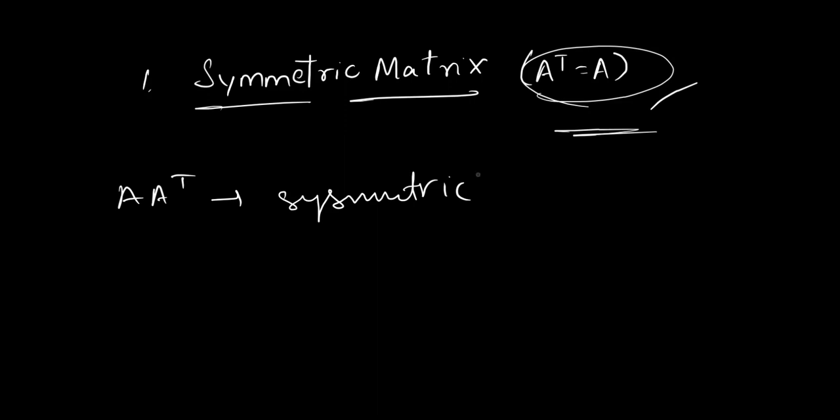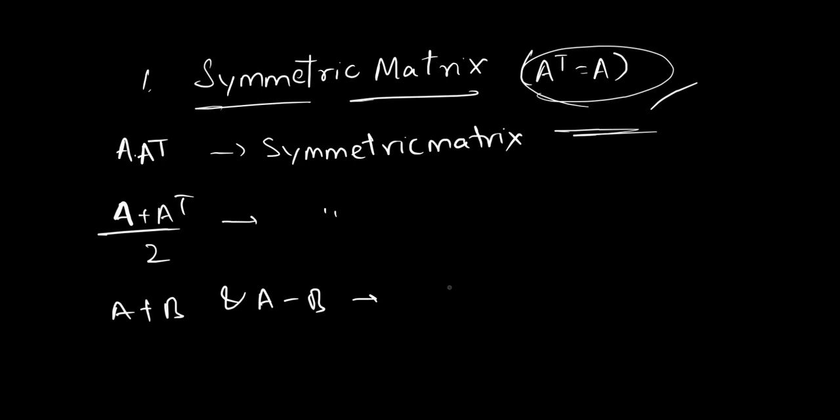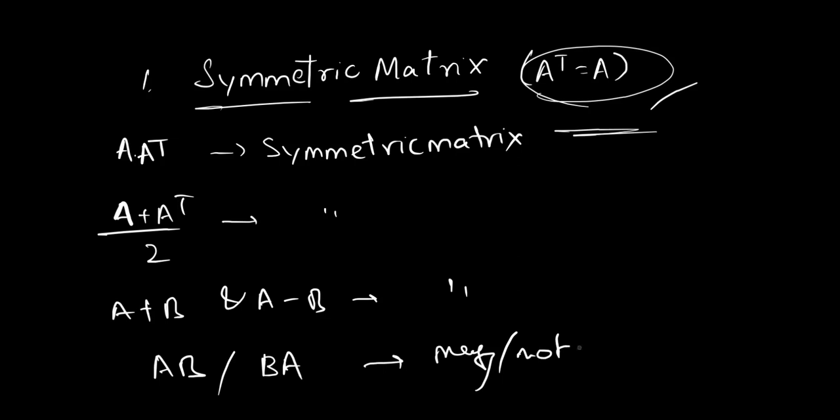Okay, and also, coming to the second one, A plus A transpose by 2 is always a symmetric matrix. And if you take A plus B and A minus B, they are also always symmetric. But A into B or B into A may or may not be symmetric.